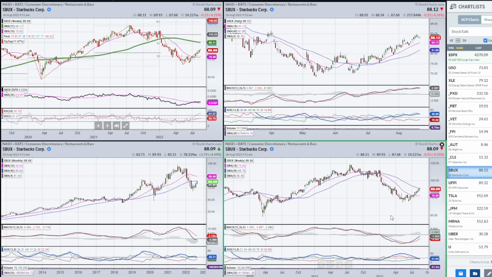And the main reason I don't want to stick around too much longer in this is because this is getting stretched and we're starting to get up into resistance on this time frame.